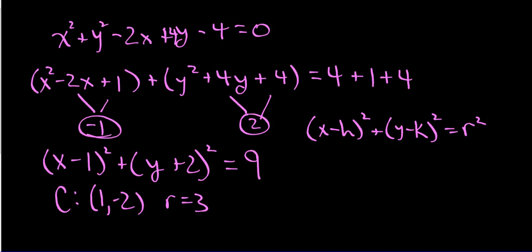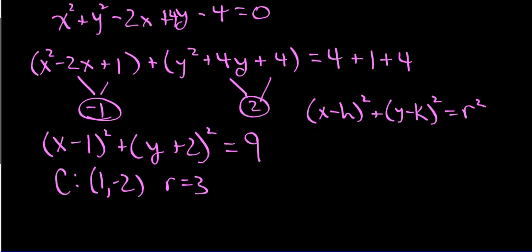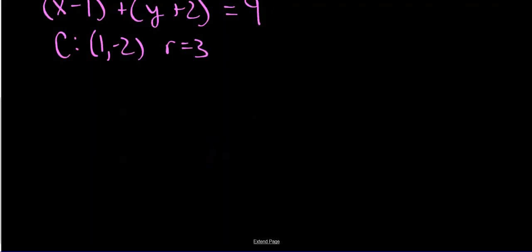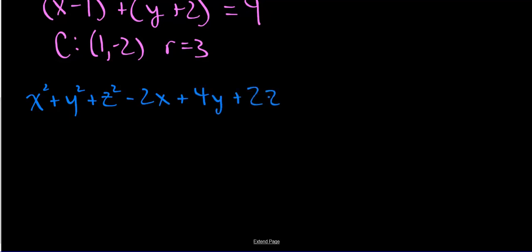Well, you still can work that way. You can still do the same procedure, only now in space, you're not going to have a circle, you're going to have a sphere. So you're going to have an x and a y and a z. So you might have something that looks like this: x squared plus y squared plus z squared minus 2x plus 4y plus 2z minus 4 equals 0. See, so now you've got the z's in there.